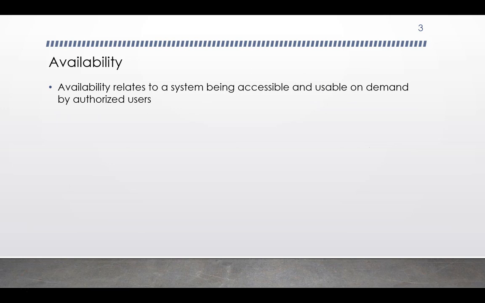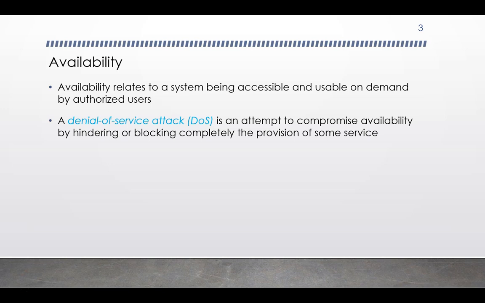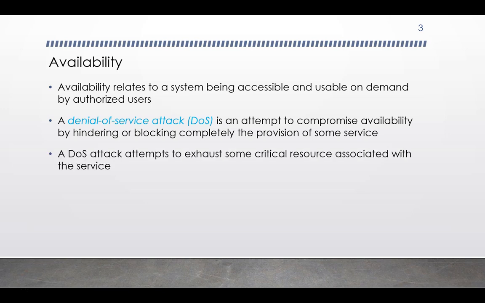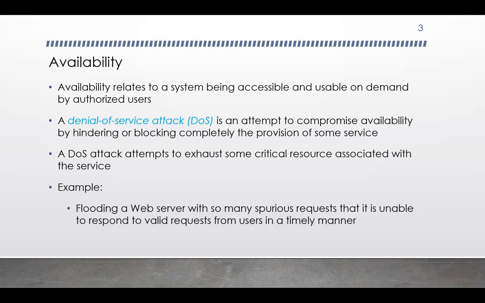Availability then relates to a system being accessible and usable on demand by authorized or legitimate users. A denial of service attack is an attempt to make resources unavailable to its intended users. It's a general attack category in which access to network applications or data is denied to intended users by overflowing the buffer or consuming resources such that there are undue delays in accessing or using data. As an example, consider the idea of flooding a web server with so many spurious requests that the server is unable to respond to valid or legitimate requests from users in a timely manner.